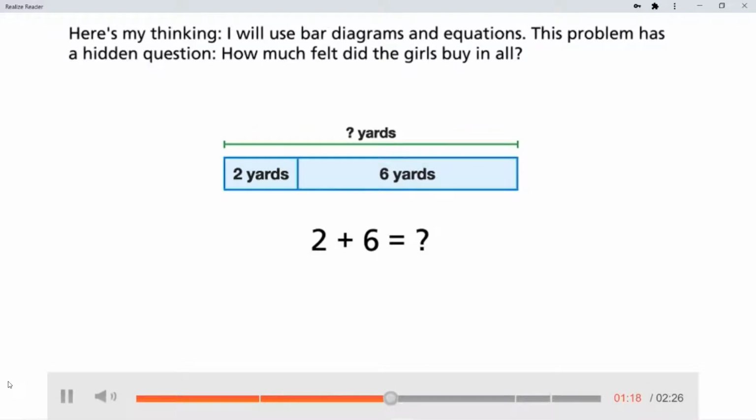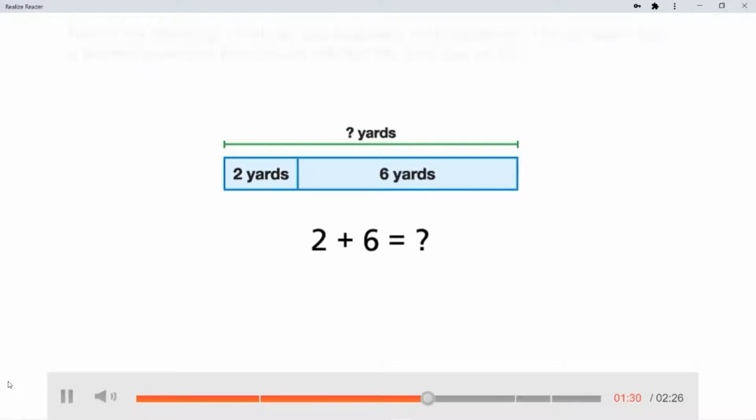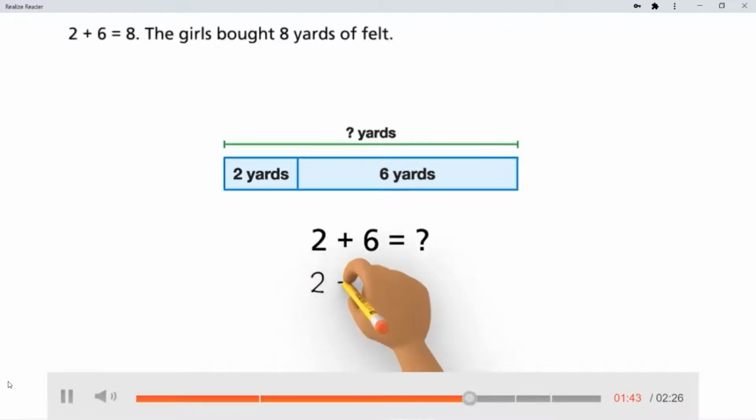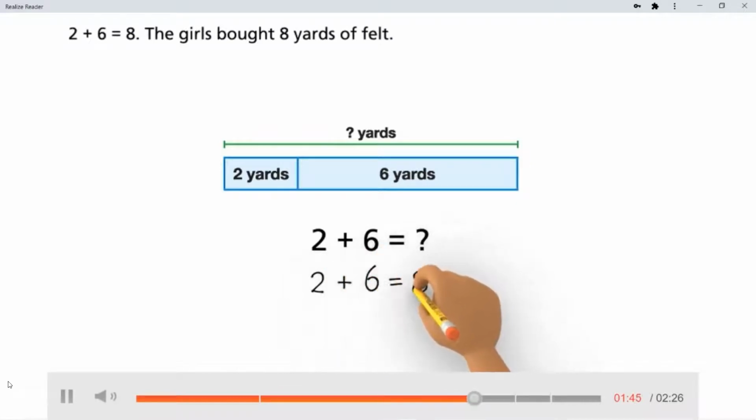Here's my thinking. I will use bar diagrams and equations. This problem has a hidden question. How much felt did the girls buy in all? The equation 2 plus 6 equals what? And the bar diagram represents the number of yards of felt bought. 2 plus 6 equals 8. The girls bought 8 yards of felt.